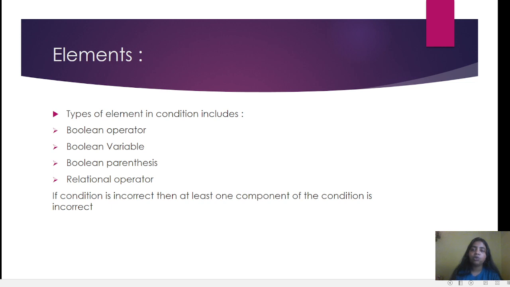Let me look over the elements. The types of elements in the condition include Boolean operator, Boolean variable, Boolean parenthesis, and relational operator. If a condition is incorrect, then at least one component of the condition is incorrect. If the given condition is not correct, one condition will fail.